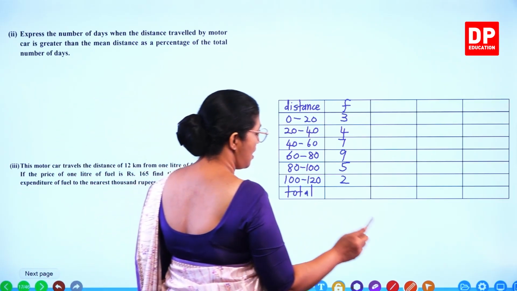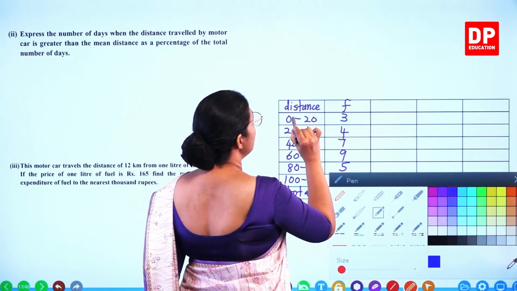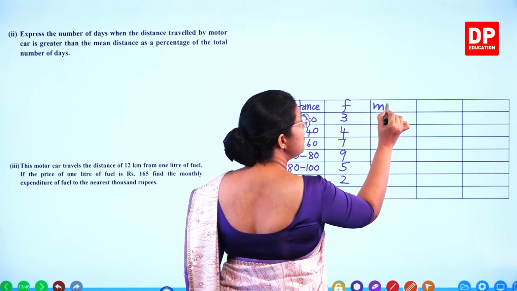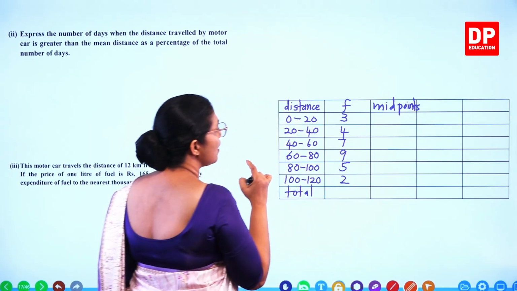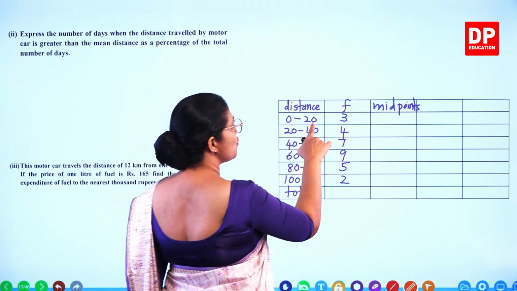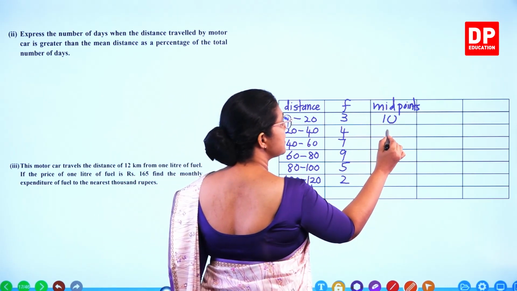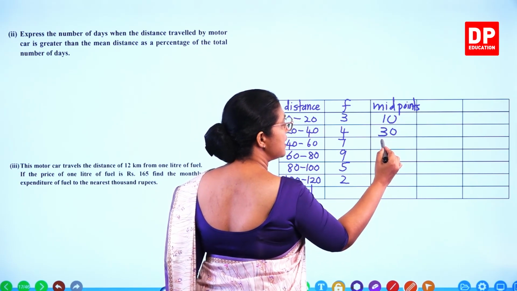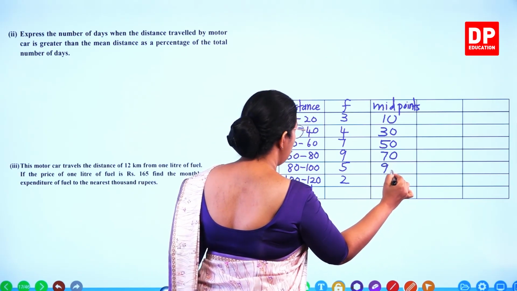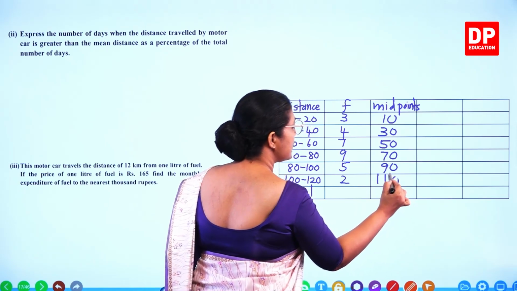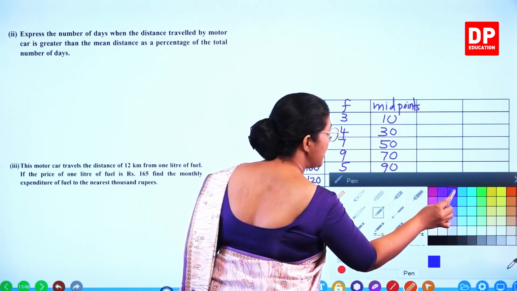So we'll take the first column, the intervals, and the next column will be the midpoints. So how do you do it? Add and divide by 2. 0 plus 20 divided by 2, you get 10. 20 plus 40, that's 60 divided by 2, that's 30. So we can see we are adding 20. So 50, 70, 90, 110.